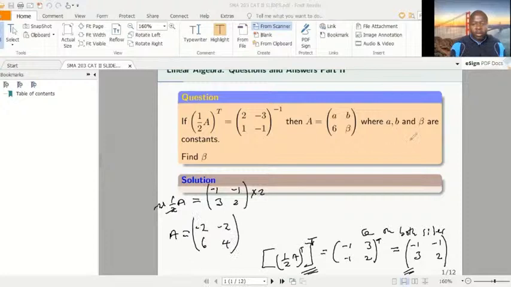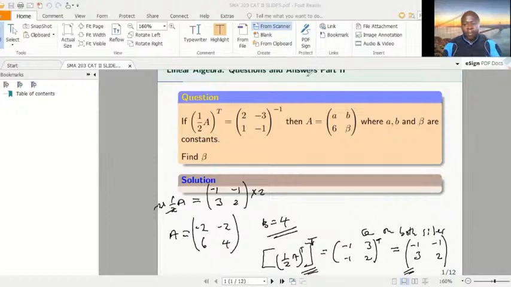But what the question wants is just beta, because this matrix is the same as this matrix. So that means A is negative 2, B is negative 2, then there's a 6 there. But the question wanted beta, so beta will be 4. So this is how we answer this.